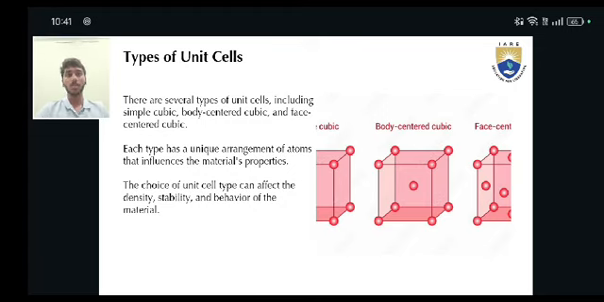Next, second, face centered cubic. In face centered cubic, atoms are located at the corners and the centers of all six faces of the unit cell. The next, base centered. Atoms are located at the corners and at the center of the two opposite faces. This is known as the base centered cubic.